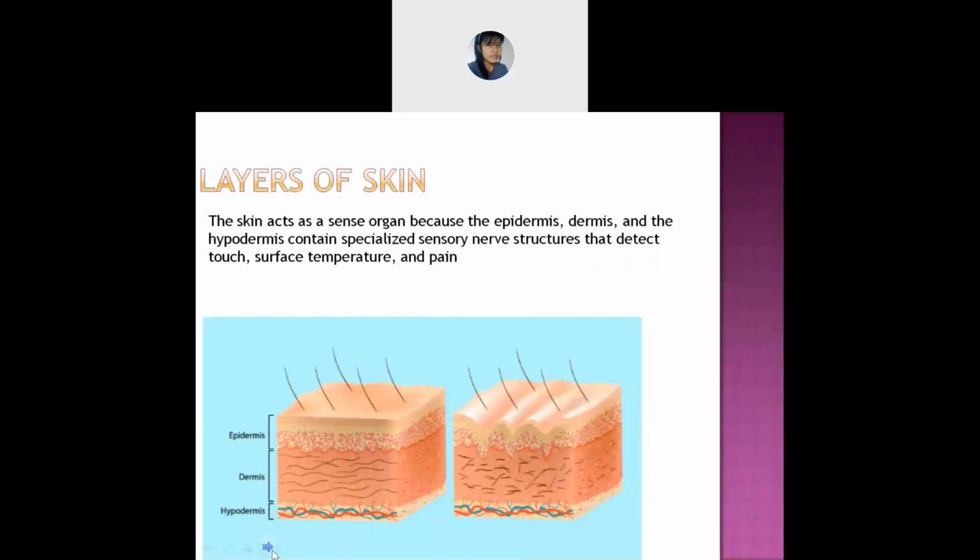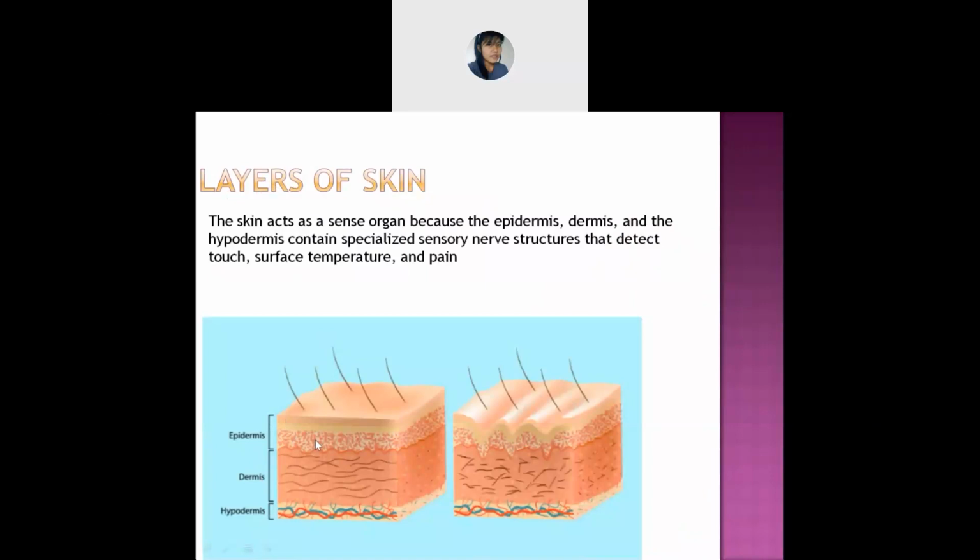Okay. Next is the layers of the skin. In the skin, you will also find that there are three layers. What are those? First is the epidermis, which is this. Next is the dermis, which is in the middle, and the third is the hypodermis. So these are the three layers of the skin: epidermis, dermis, and hypodermis.